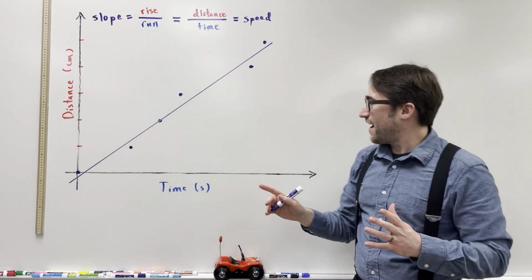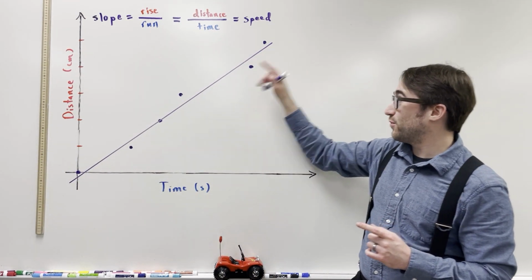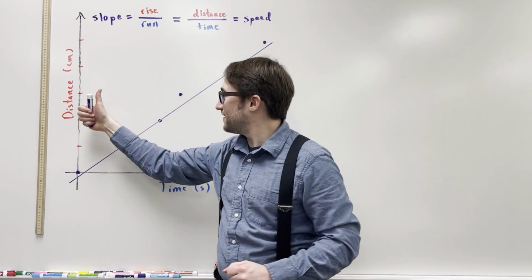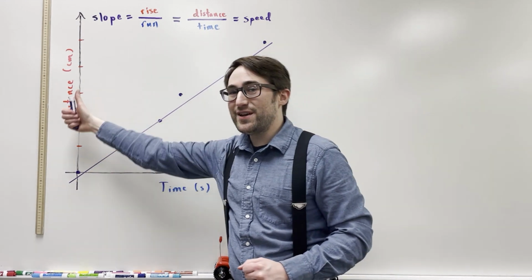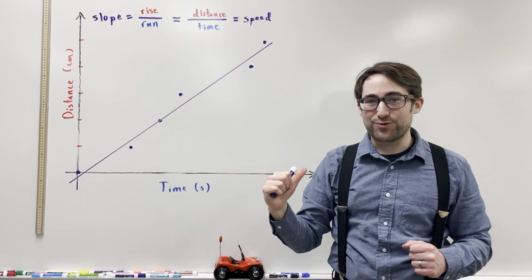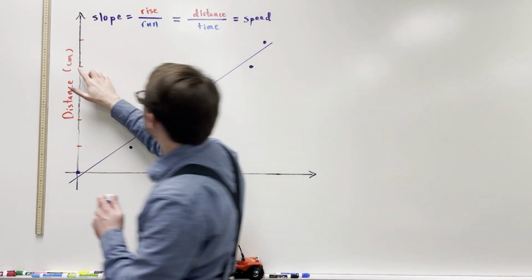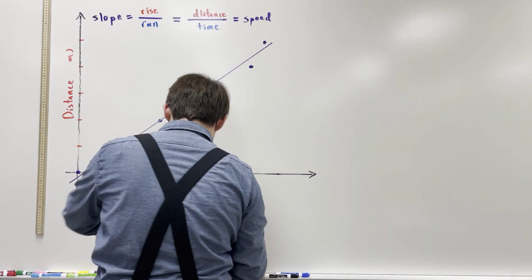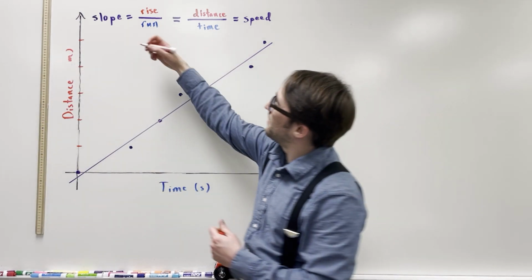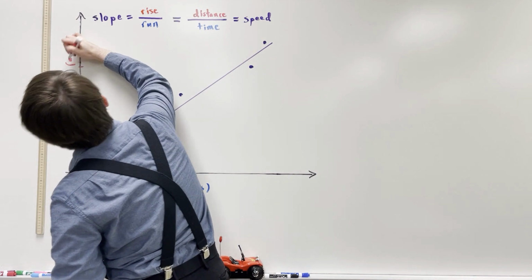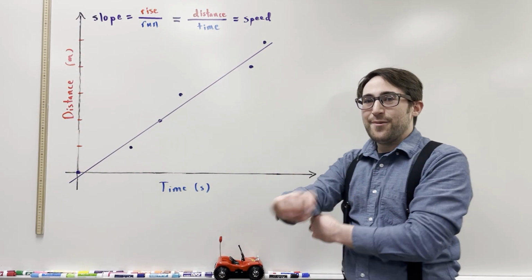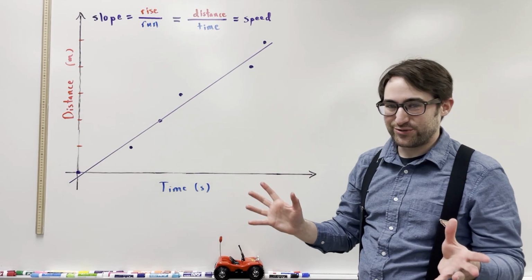In other words, if I can tell how steep this line is, what the slope is, that is the same as the speed in centimeters per second or meters per second. In this case, we're using meters per second. So I want to make that consistent with our data. Okay, but it works the same way whichever units you use.